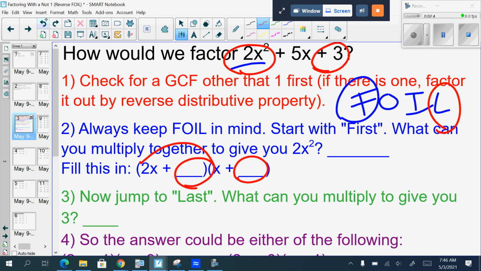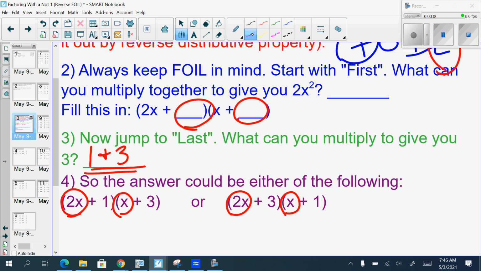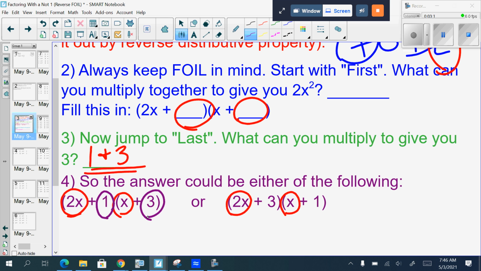So I want you to think about how can you get a product of 3? And let's fill in the blank here. So the only way to get a product of 3 is 1 and 3, right? So look at what this means, though, okay? This is where things are going to get different from when the leading coefficient was 1. We've got to have 2x and x in our first blank, okay? And we've got to have 1 and 3 in the other blank. However, it matters whether I put 1 here and 3 here, or 3 here and 1 here.